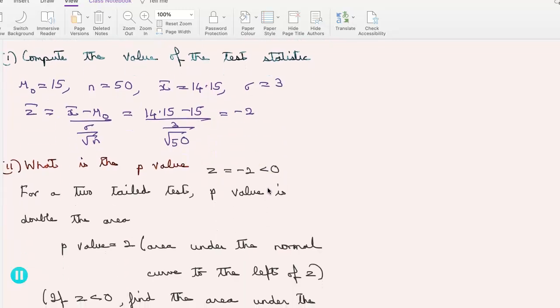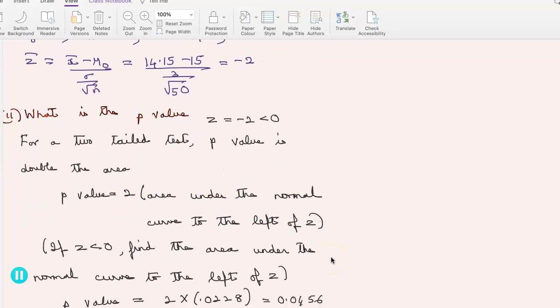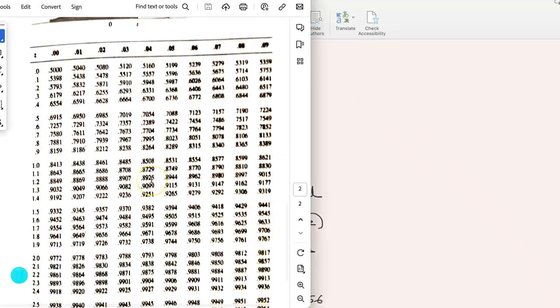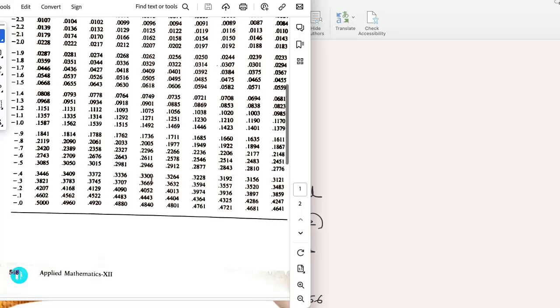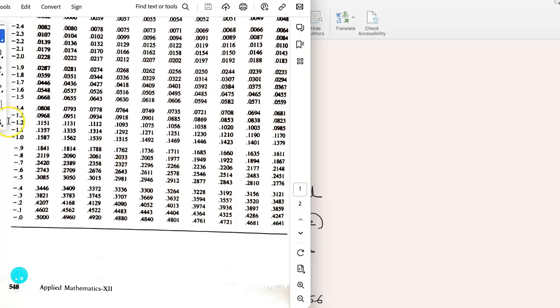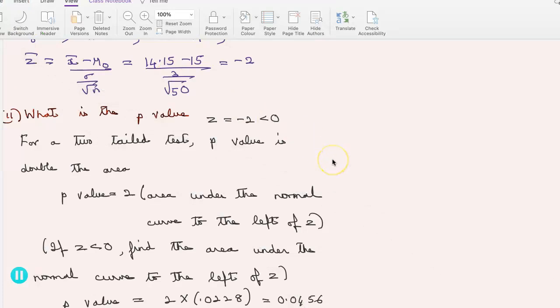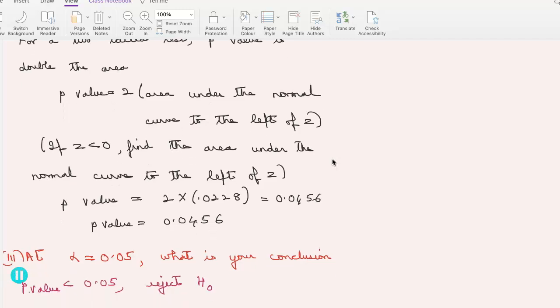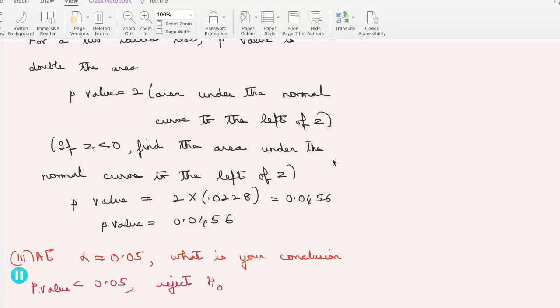What is the p-value? Your z is minus 2, which is less than 0, and for a two-tailed test, p-value is double the area under the normal curve to the left of z. So if you look at the normal curve corresponding to minus 2, the value is 0.0228. So you get it as 2 into 0.0228, which is 0.0456. So your p-value is 0.0456.